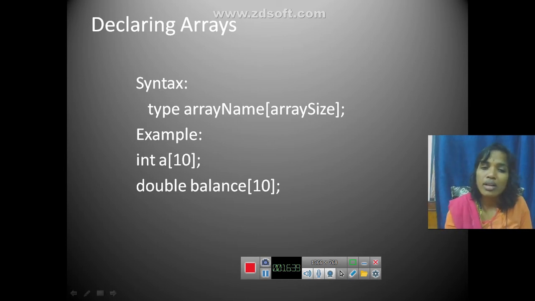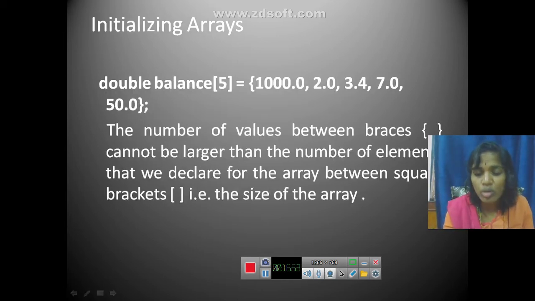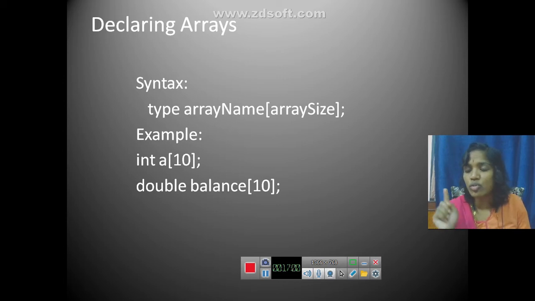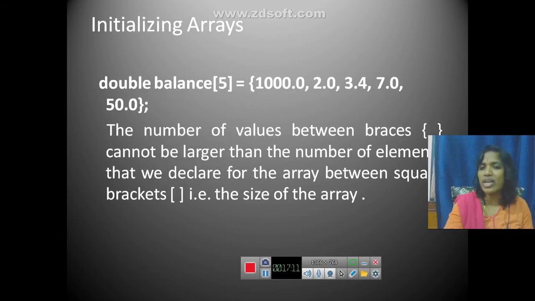Now double. Balance is an array name here. It is of type double, and it allows 10 balances. So you can access balance 0, balance 1, balance 2, and so on up to balance 9. Right? So the index values can be only from 0 to 9. Right? Let's continue.